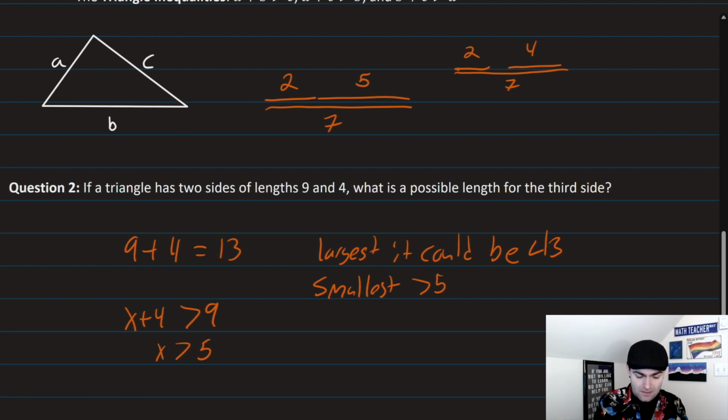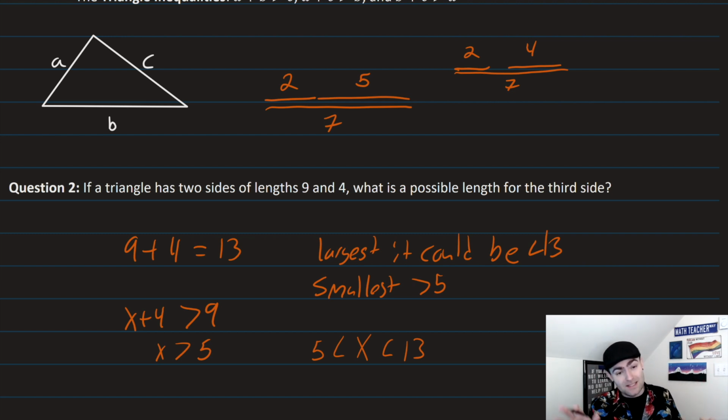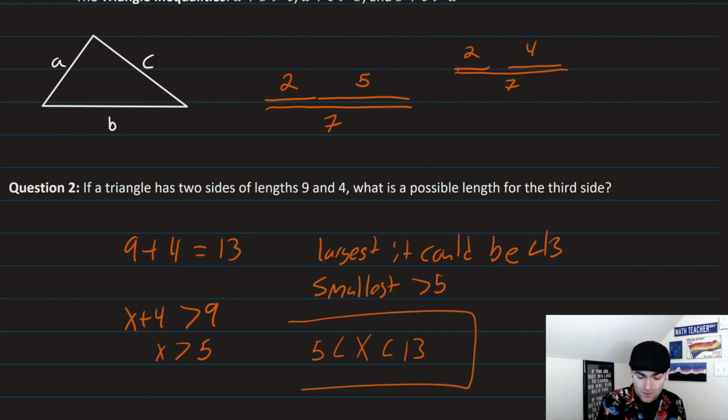So basically, we can pick any x we want to as long as 5 is the smallest and 13 is the largest, non-inclusive. We can't use those. If we use 5, it's a straight line. If we use 13, it's also a straight line. So we could use 7, 6, 12, 12.9, like 5.1. We can use anything we want as long as it fits that specification right there.